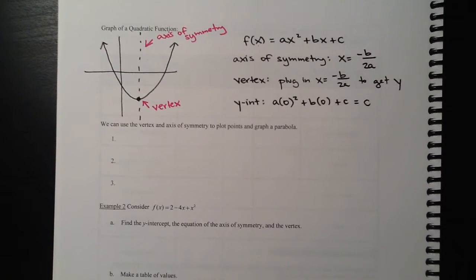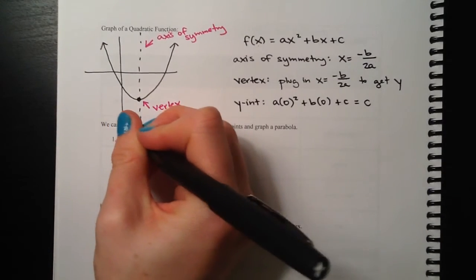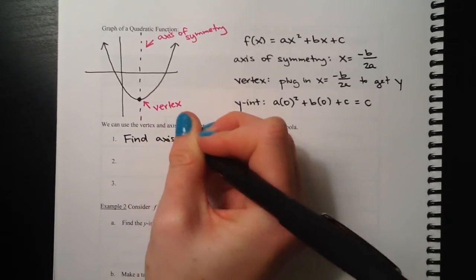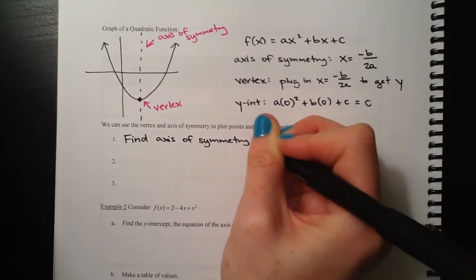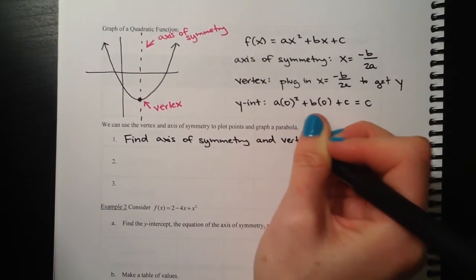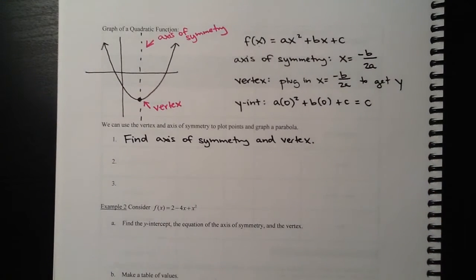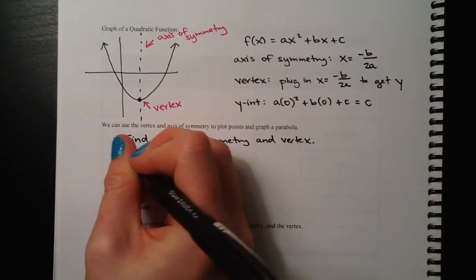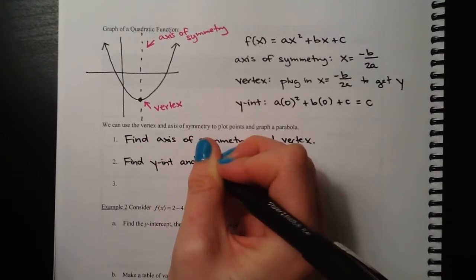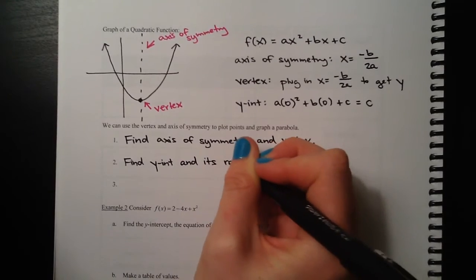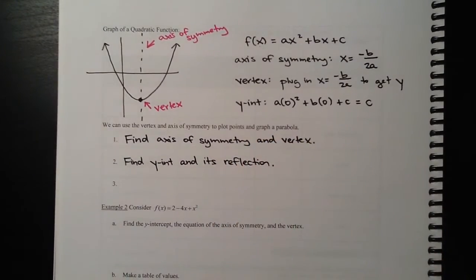So we use the vertex and axis of symmetry to plot points and graph a parabola. I'm going to give you a step-by-step here. Step 1 is we find the axis of symmetry and the vertex. Okay, and then we're going to plot those. Then step 2 is we're going to find the y-intercept and its reflection. I'll explain what I mean by that. So find the y-intercept and its reflection.